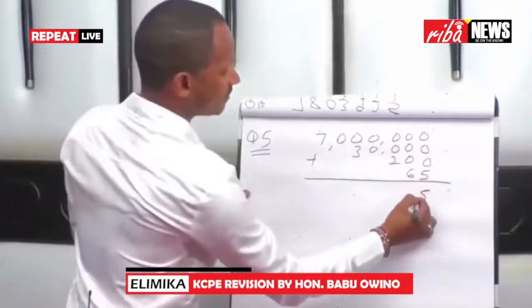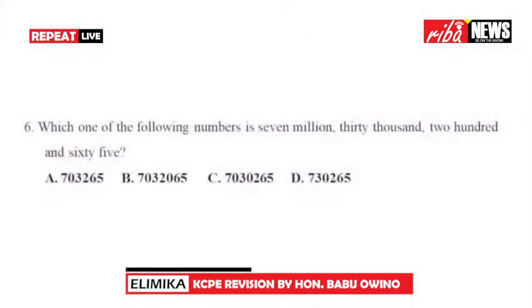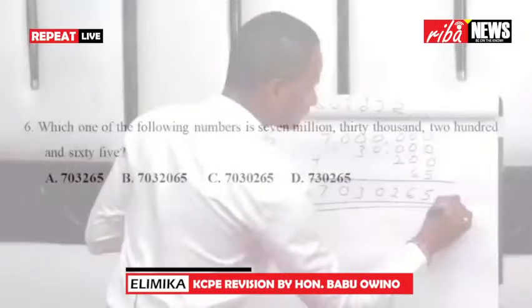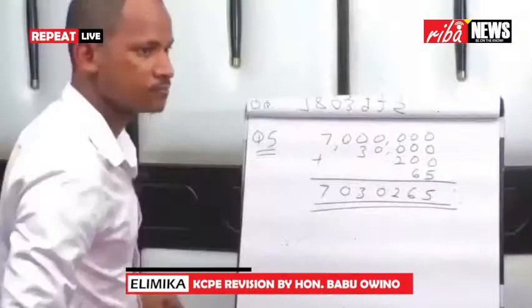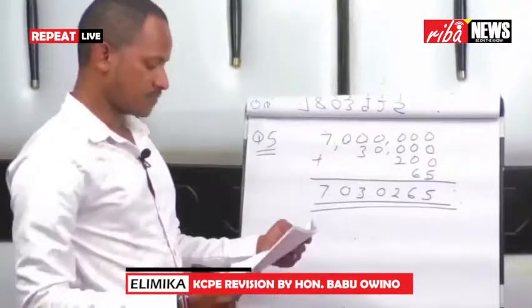0 plus 5 is 5. 0 plus 6 is 6. 0 plus 2 is 2. Then 0 plus 0 is 0. 0 plus 3 is 3. Then 0 plus 0 is 0. Then 7. So this is our answer. So that is number 5.